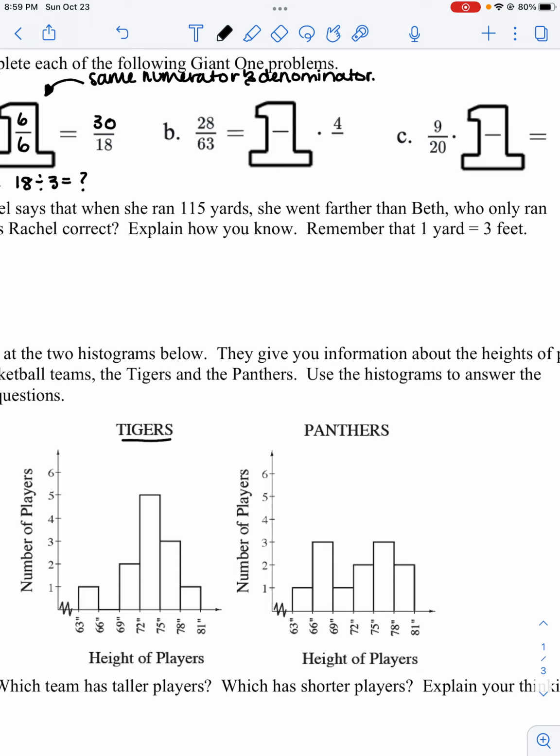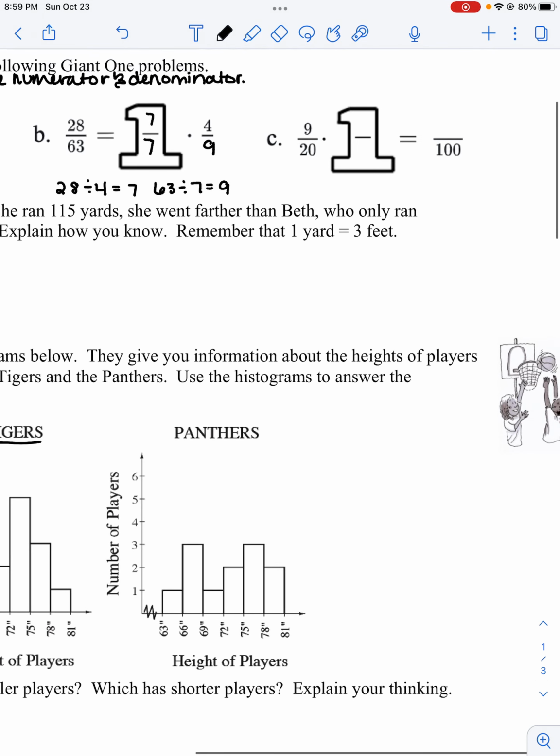Moving to part B, 28 63rds equals something times 4 somethings. I'm going to keep using division to help me. So 28 divided by 4 equals 7. So I know my numerator has to be 7, which means my denominator is 7. 63 divided by 7 equals 9.